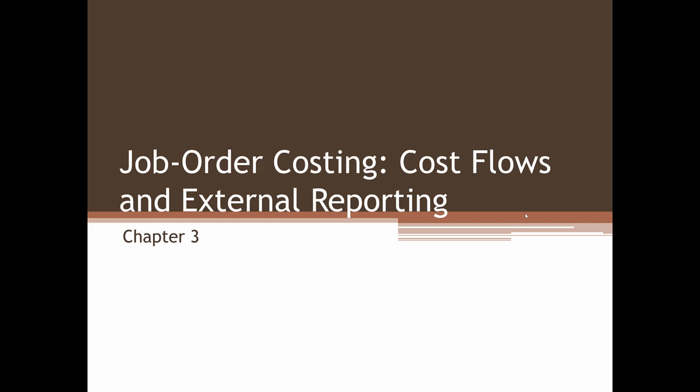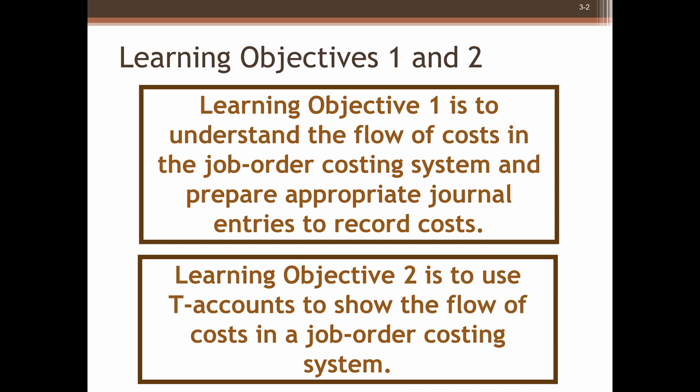Chapter 3, we will continue job order costing system and focus on cost flows and external reporting. Learning Objective 1 is to understand the cost flow in the job order costing system and prepare appropriate journal entries to record costs. Learning Objective 2 is to use T accounts to show cost flow in the job order costing system. And we will learn those two objectives together through the process.